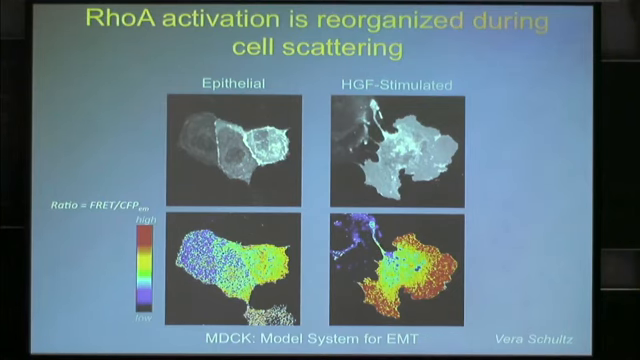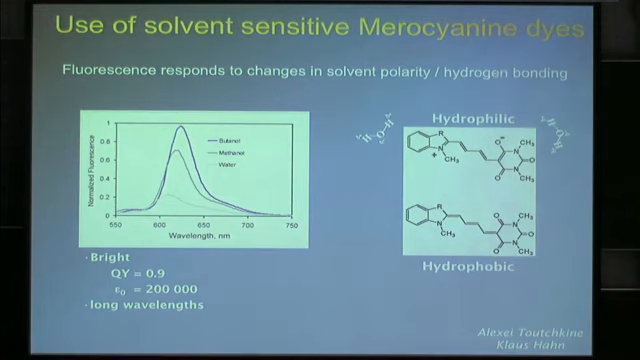So what does it do there? Well, before I come to the question why Rho is activated in the leading edge, I would like to show another probe that we generated for now CDC42, because this is another type of sensor signal that you can use basically for sensing changes in the interaction capacity of proteins. So this method is based on the so-called solvent-sensitive merocyanine dyes. The solvent sensitivity I would like to explain now.